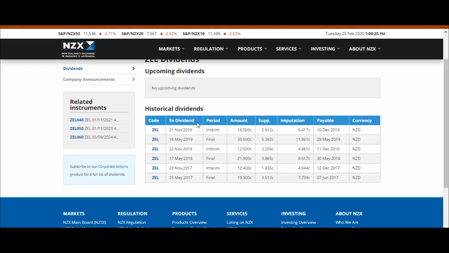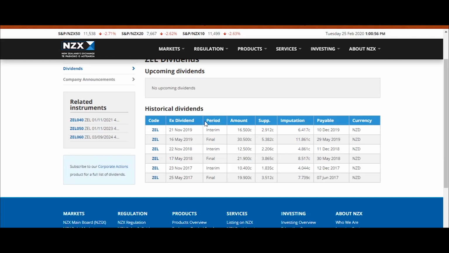If you buy into the company on the ex-dividend date, then you will not get the dividend payout. On the other hand, if you are a shareholder and you sell your shares on the ex-dividend date or after the ex-dividend date, then you will still receive the dividend payout.